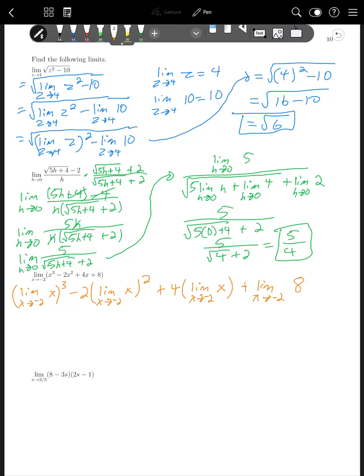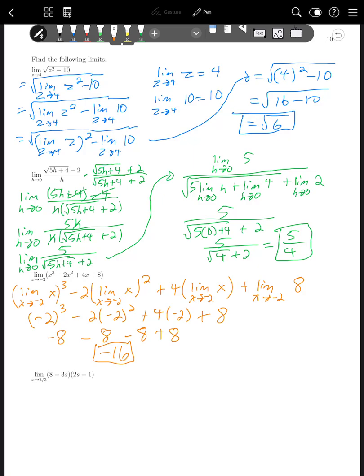Okay, and the 4 limits we have left are all limits we know how to do, right? The limit as x approaches -2 of x is just -2. And the limit as x approaches -2 of a constant is just a constant, so in this case 8. And then we can simplify. So -2 cubed is -8. -2 times -2 squared is -8. 4 times -2 is -8. Plus 8, and so we get -16. Okay, so that's the idea.